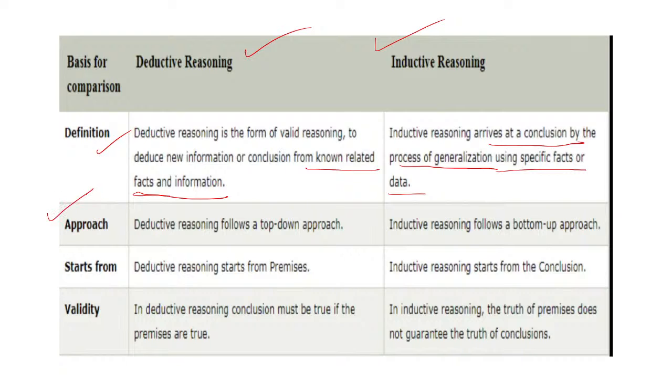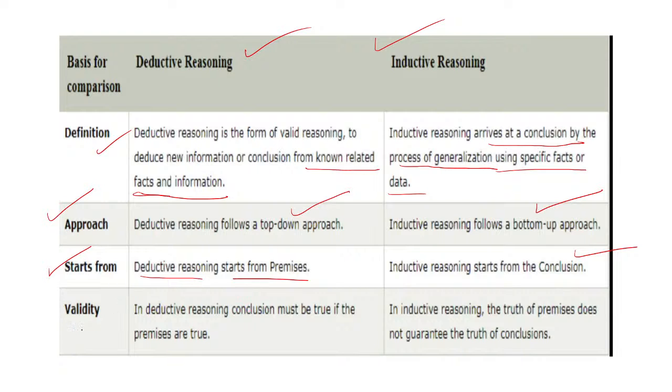Next, what is the approach of deductive reasoning? Deductive reasoning follows a top-down approach, whereas inductive reasoning follows a bottom-up approach. Deductive reasoning starts from premises, inductive reasoning starts from conclusion.